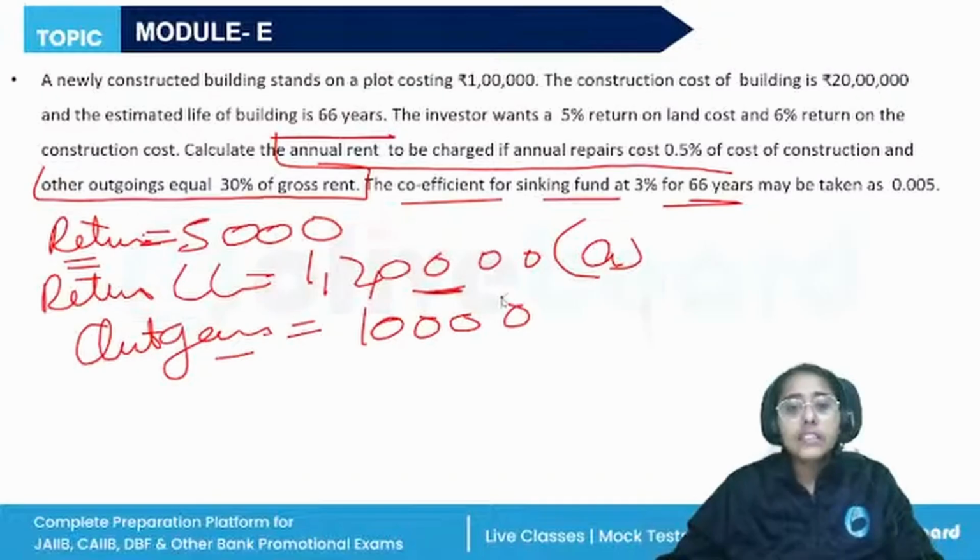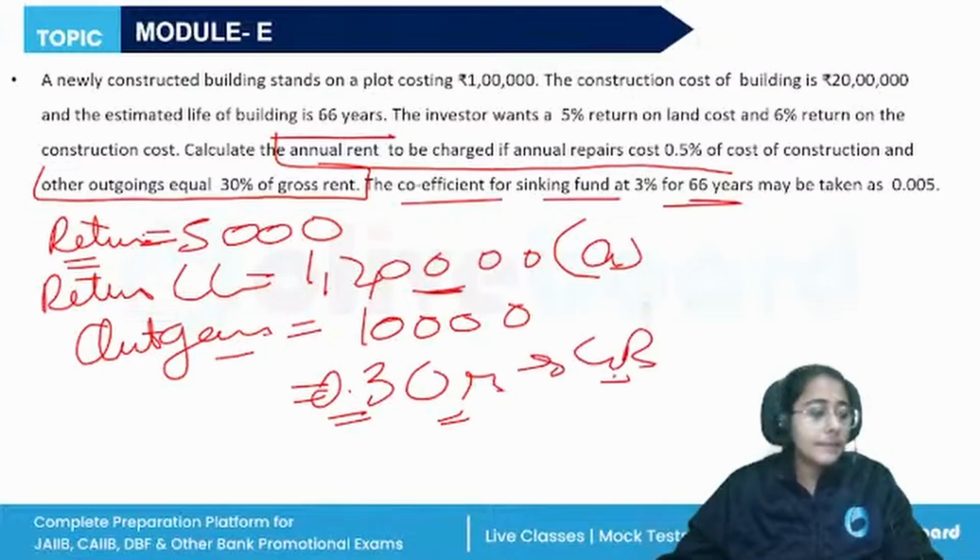And other outgoings we are given at 30% of the gross rent. So other outgoings we can calculate at 30%, or we will simply write it as 0.30R. R is the gross rent. Now from here we will start our calculations.